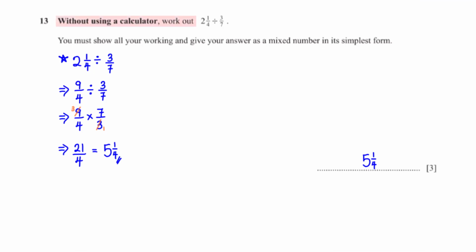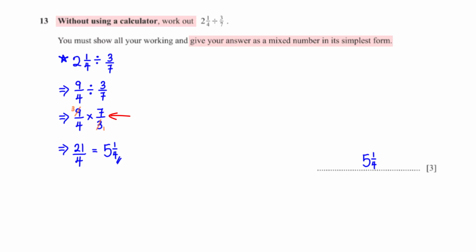Without using a calculator, work out 2 1/4 divided by 3/7. You must show all your working and give your answer as a mixed number in its simplest form. In the first step, we convert the mixed fraction 2 1/4 into an improper fraction. And so 4 times 2 plus 1 is 9 divided by 4.